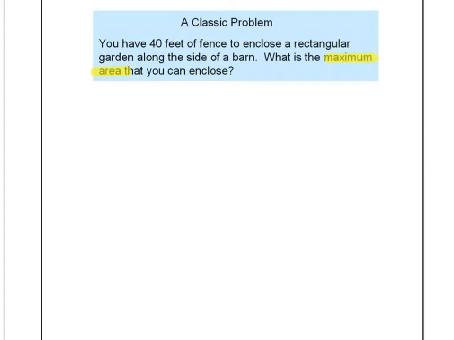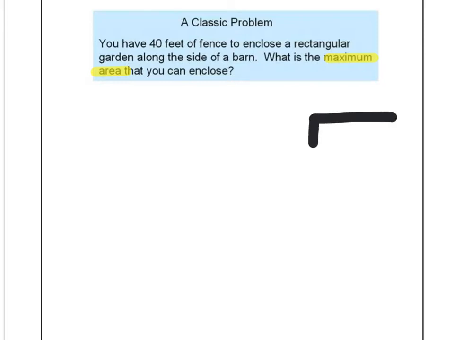The first one is more like a good calculus problem that most people teach in, say, an Algebra 2 class, and then they reteach this same idea in a calculus class. In Algebra 2, you'll solve this using a graphing calculator, and in the calculus class you'll solve using calculus and possibly no calculator, but it depends on the question. So if I have 40 feet of fence to enclose a rectangular garden along the side of a barn, I want to know the maximum area you can enclose.